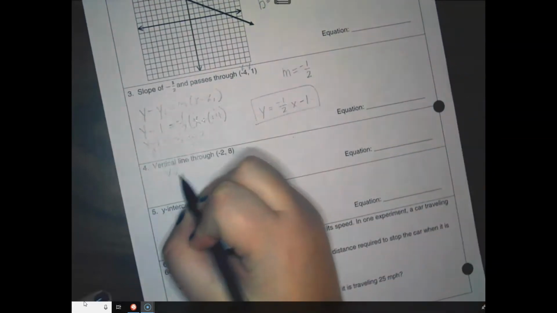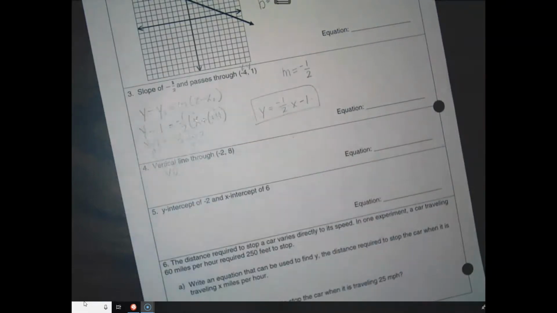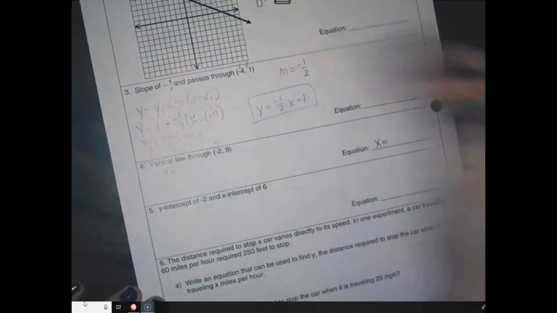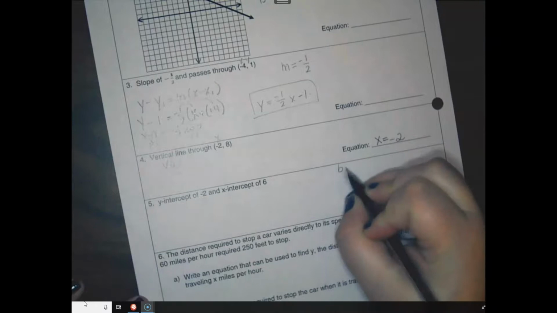So vertical line. So we're looking at our bucks. Anytime I see the word vertical or undefined, I need to think bucks. So I know I'm going to be looking at x equals, and my x equals negative 2. We have a y-intercept of negative 2. So I know my b is going to be a negative 2.